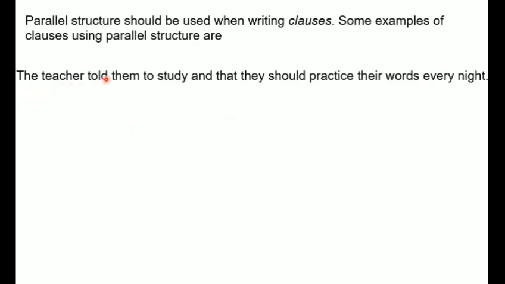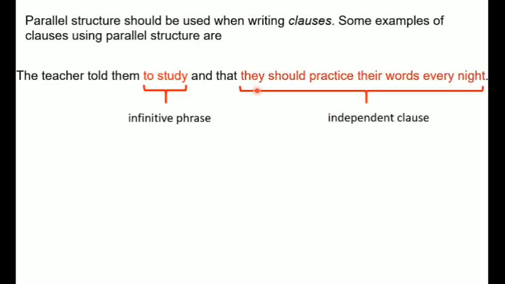Example. The teacher told them to study and that they should practice their words every night. Now, in this sentence, we have two elements. The first part here is to study. This is an infinitive phrase. And the next element here is they should practice their words every night. Notice here, this is an independent clause because we have a verb and we have a subject here, they, and we have a predicate, should practice their words every night. So this is a simple sentence, and since this is a simple sentence, it is also called an independent clause.